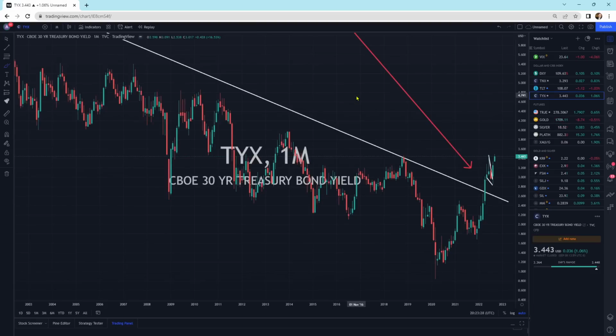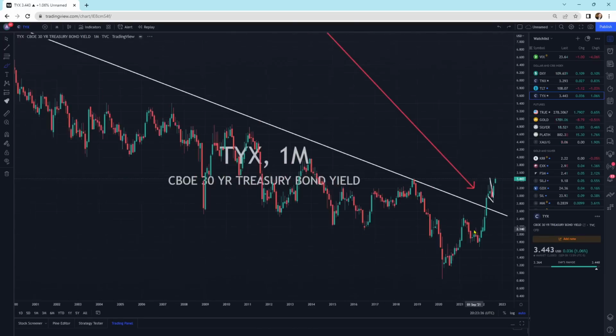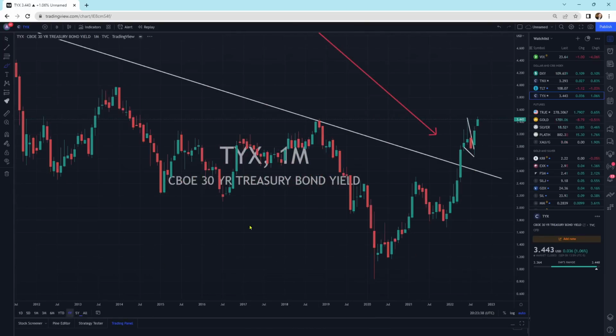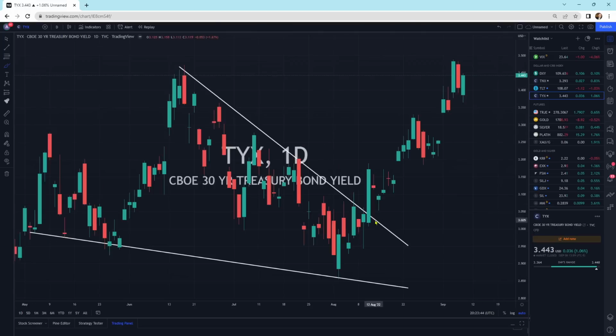We still have a nice, good tailwind behind TYX, the 30-year bond yield, still rolling higher. We've got a long-term major breakout. That's a big deal. We zoom into the dailies, and we are still getting that nice momentum higher over time. No reversal candlestick. This still looks like it wants to move higher, which means higher yields, lower bond prices.